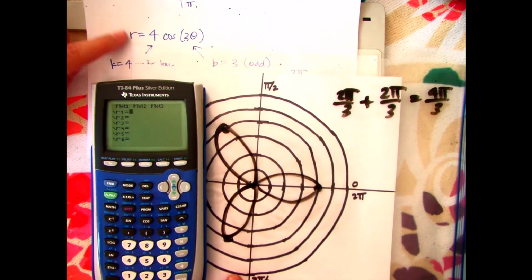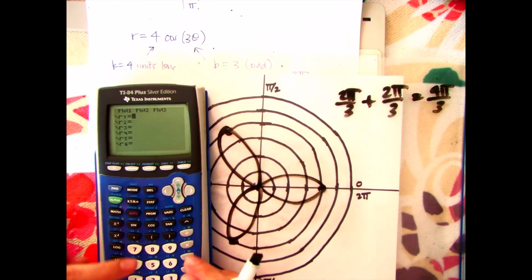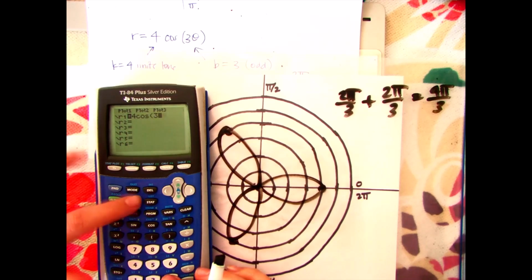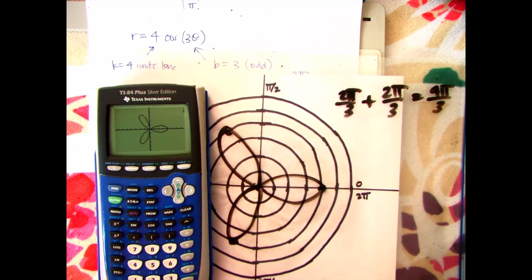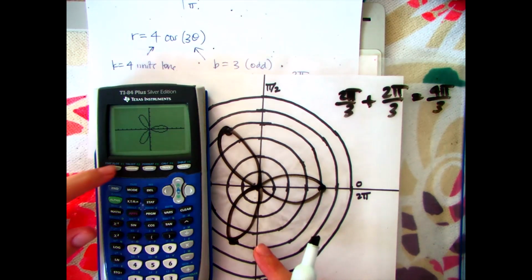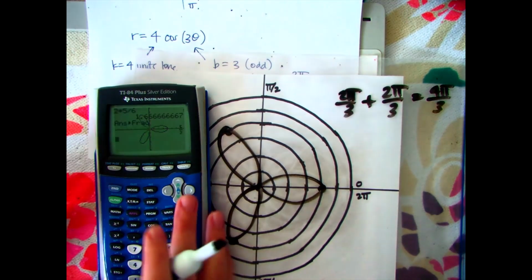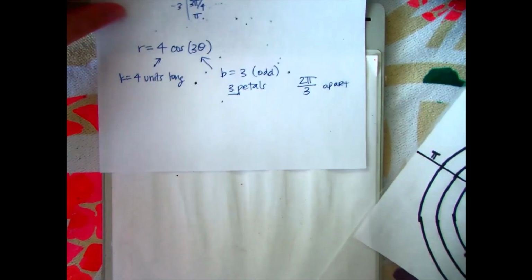I know you are. Alright, so this is the one we're doing right here: 4 cosine 3 theta. Let's do... So it looks pretty darn similar, doesn't it? Pretty darn similar. So the shortcut's nice and easy.